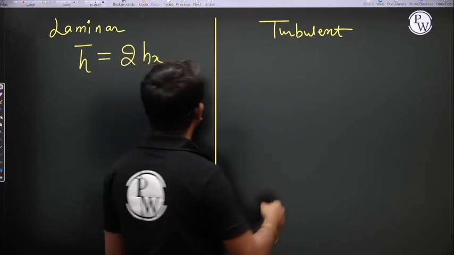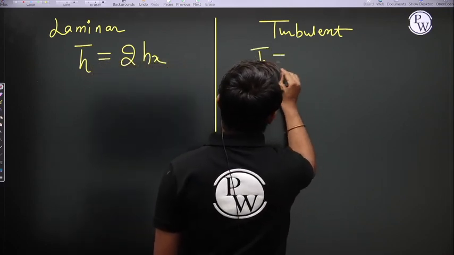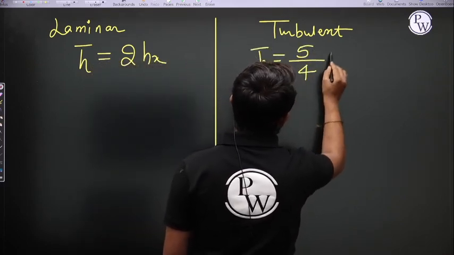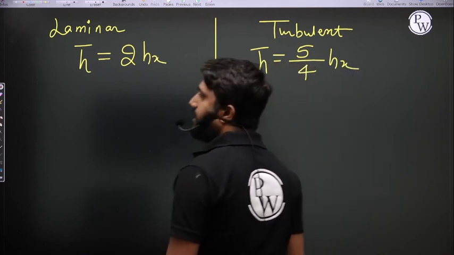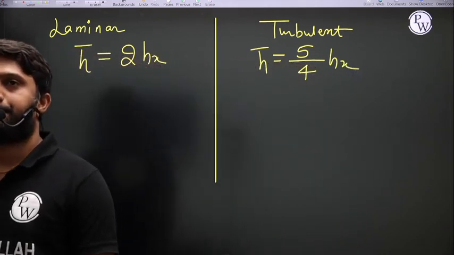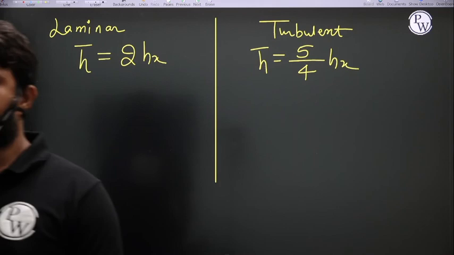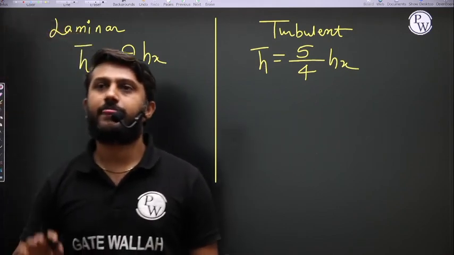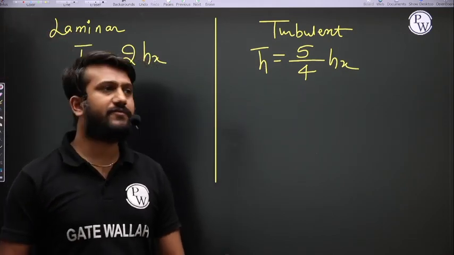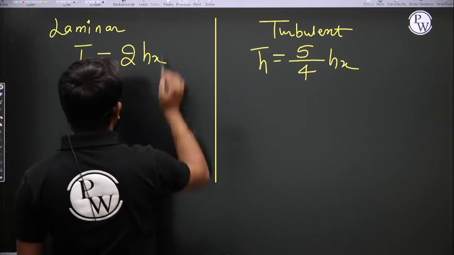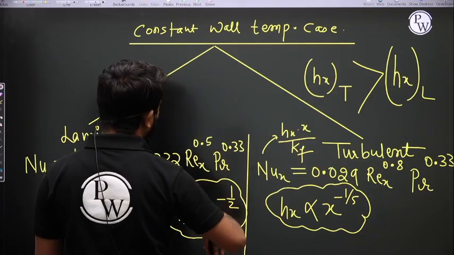Whereas in case of the turbulent, h bar is equal to 5 by 4 times of hx. Is it clear? So this is the case of the constant wall temperature. If constant wall temperature is there, then these mathematical expressions are applicable.